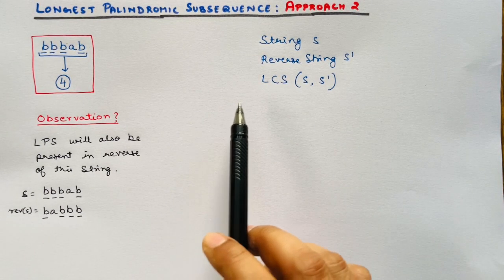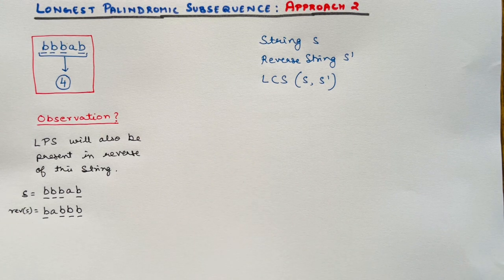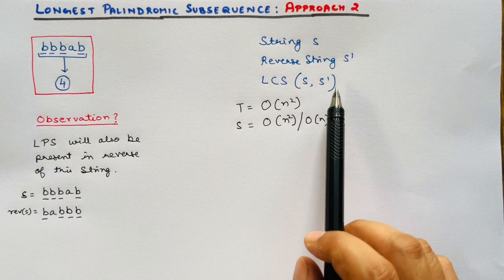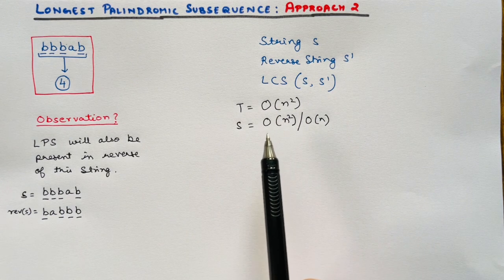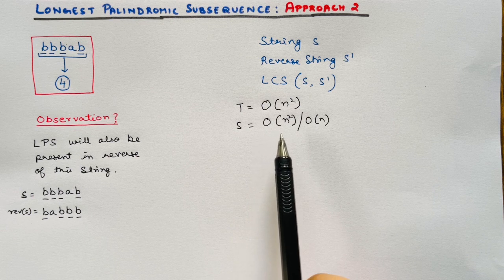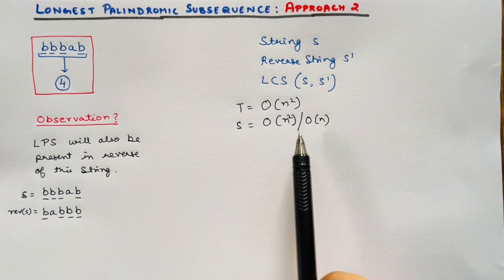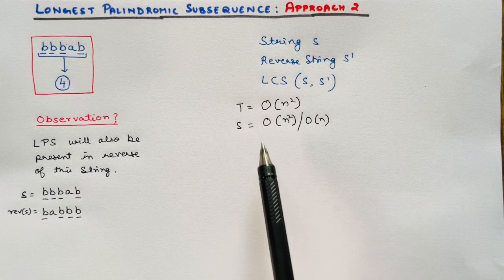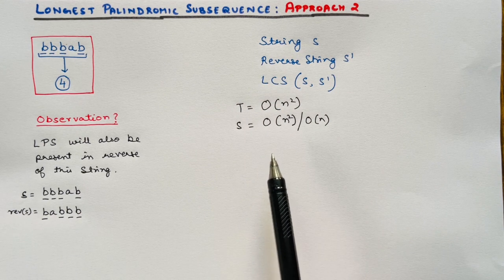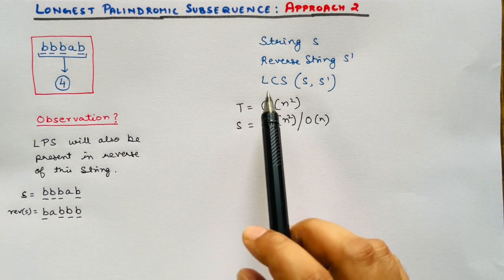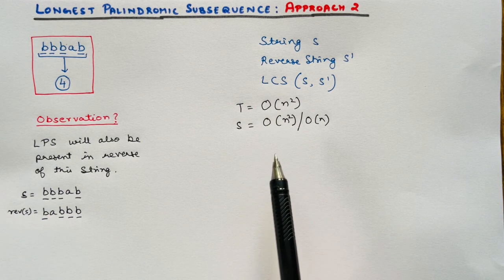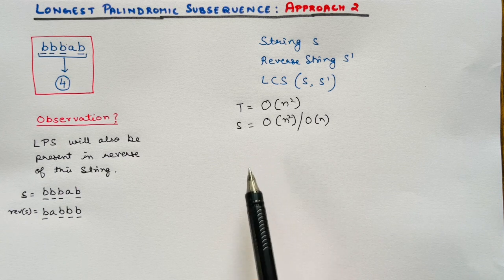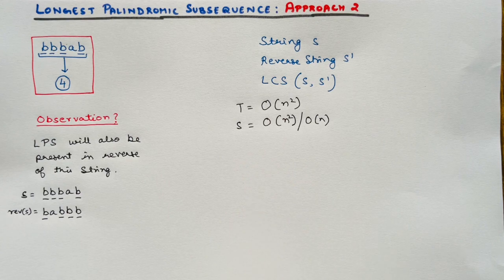Now, what will be the time and space complexity of this approach? Its time complexity will be big O of n square because this step will take big O of n square time. Its space complexity can be big O of n square or big O of n depending upon the approach we have implemented. But this approach overall of longest common subsequence is difficult to think of if we have not solved a longest common subsequence problem earlier. It is difficult to get the intuition for this. So let us see another approach to solving this problem.